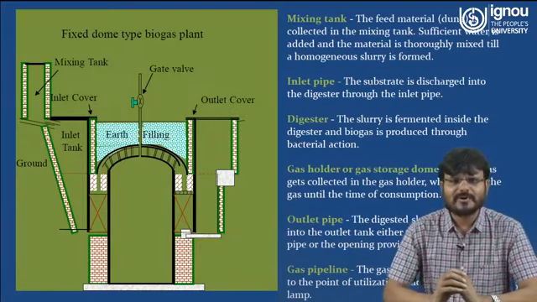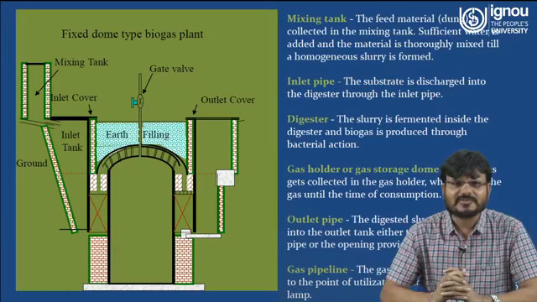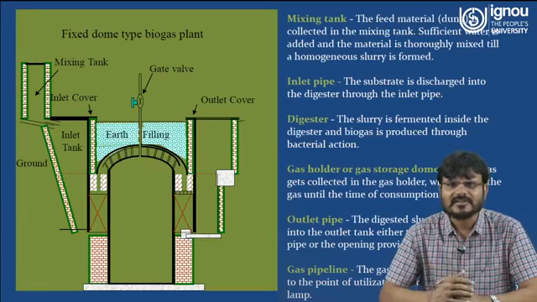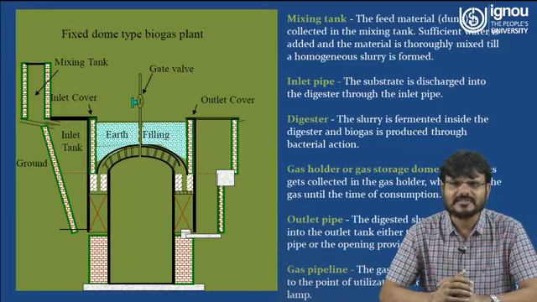Now another type of biogas plant is called the fixed dome type biogas plant. It has different units, that is a mixing tank, inlet pipe, digester, gas holder or gas storage dome, outlet pipe, and gas pipeline. Now we have to understand the use of all these units. In the mixing tank, the feed material is collected, sufficient water is added and the material is thoroughly mixed till a homogeneous slurry forms.